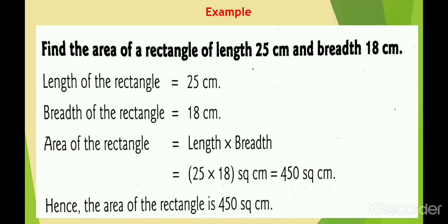Let's understand this with an example. Find the area of rectangle of length 25 centimeter and breadth 18 centimeter. So first thing you have to write the length and breadth. As you know, the formula of area of rectangle is L into B, means length into breadth. Multiply and you will get the answer. Don't forget to mention unit. Unit is very important. Unit is the identification that you are calculating the perimeter, area or the volume. So here as you can see the question is given in centimeter, so the answer is given in square centimeter.